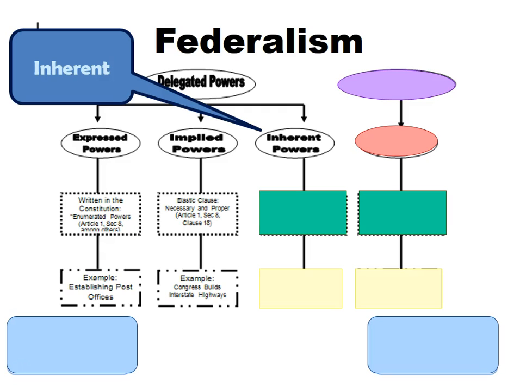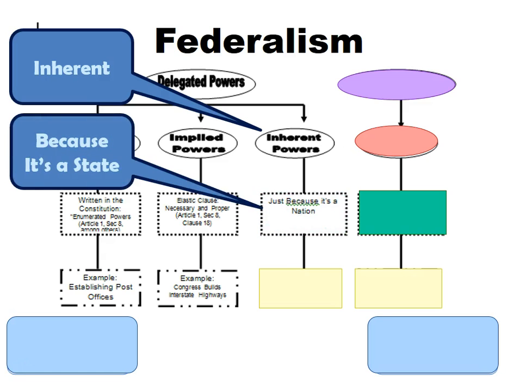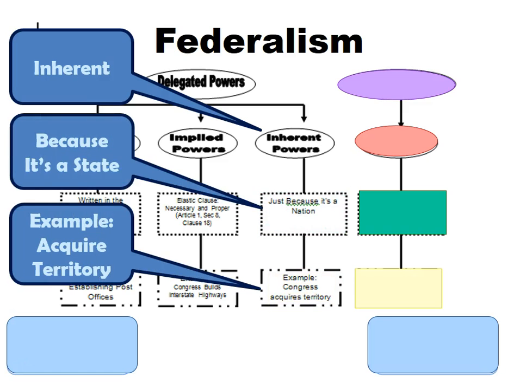The final type of power we have is what is known as an inherent power. Inherent powers are not expressed, they're not listed in the Constitution, they're not implied. They are powers that because we're a state or because we're a country, we have the right to do them. They are things that every country in the world is just assumed to have the right to do. For example, acquiring territory. There's nothing in the Constitution that says anything about how we're going to acquire more land or territory if we need to. There is nothing implied about it, but because we're a country, because we're a state in the world, we have the right to do so.